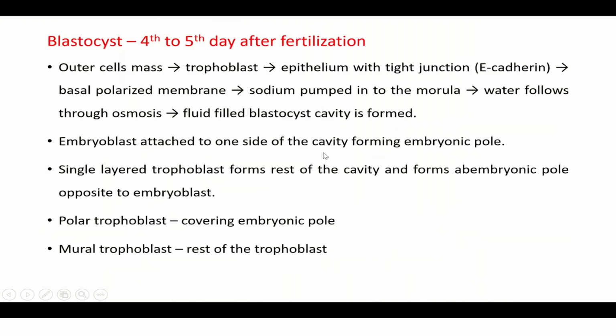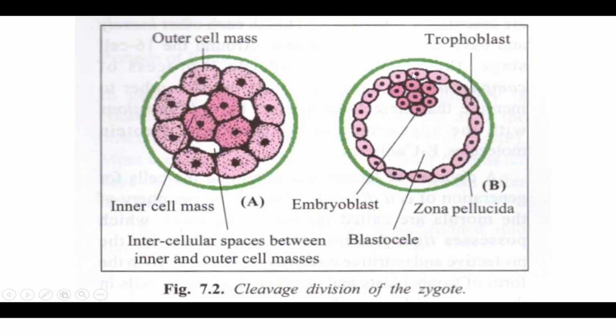The embryoblast is attached to one side of the cavity, forming the embryonic pole. The trophoblast covering the embryonic pole is called the polar trophoblast, and the one which covers the remaining part is called the mural trophoblast. Still, it is covered by the zona pellucida.